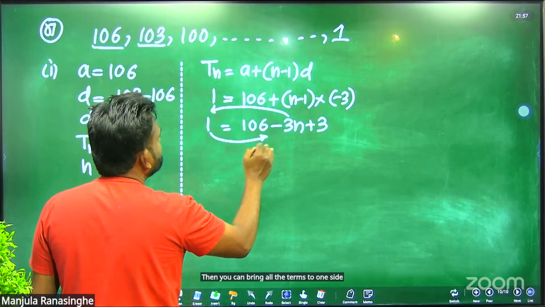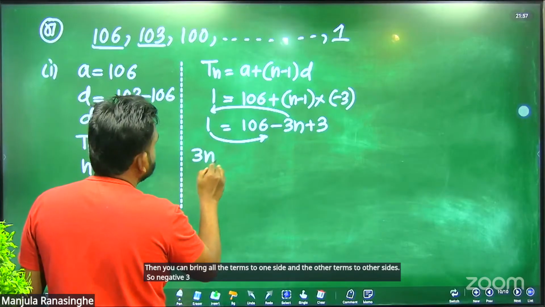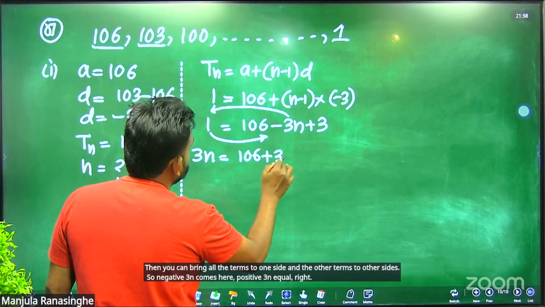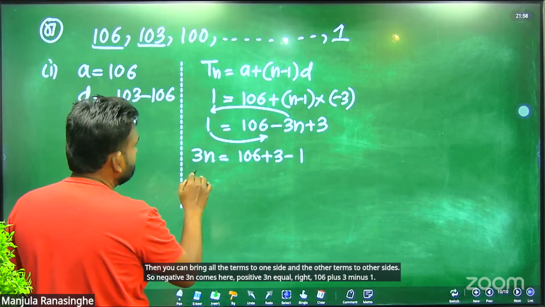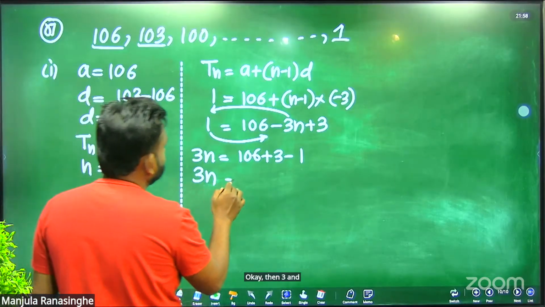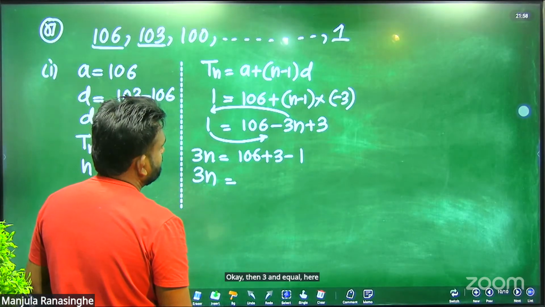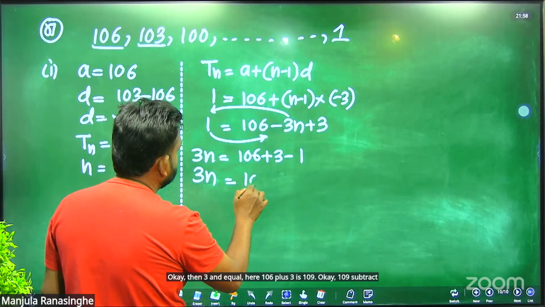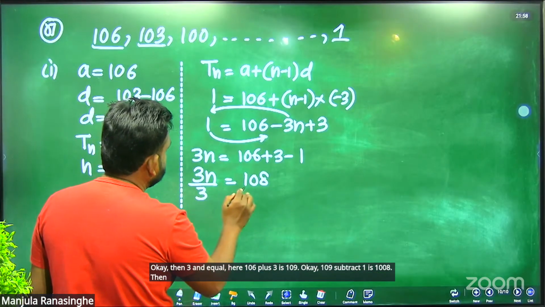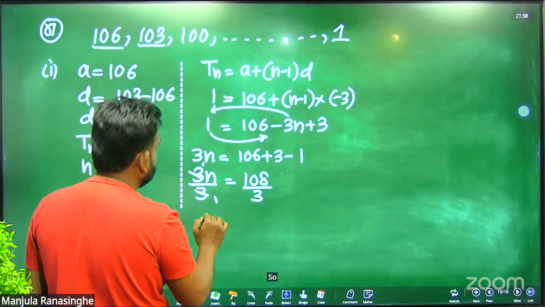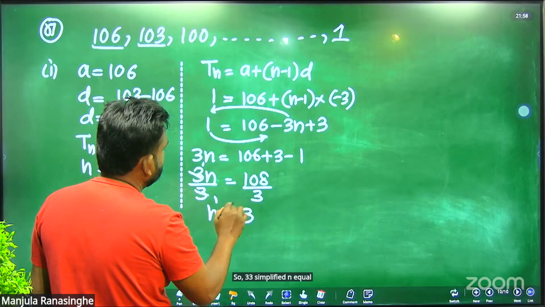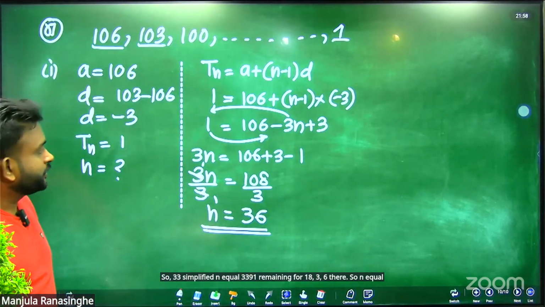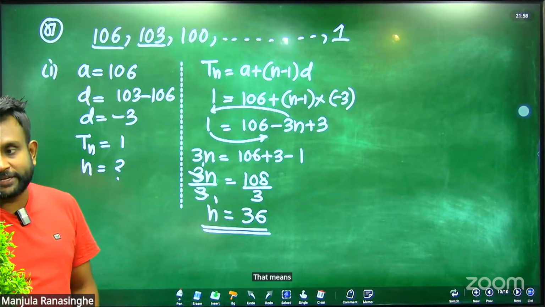And the other terms to the other side. So negative 3n comes here, positive 3n equals 106 plus 3 minus 1. Then 3n equals, here 106 plus 3 is 109, subtract 1 is 108. Then you divide by 3 on both sides. So 3 simplified, n equals 108 divided by 3, which is 36. So n equals 36. That means there are 36 rows there.